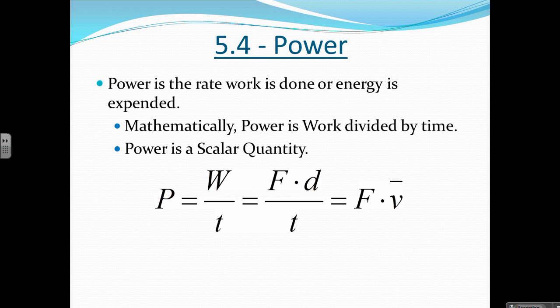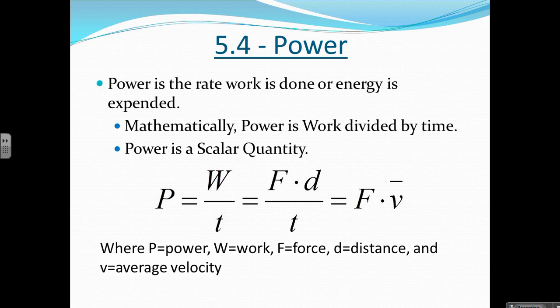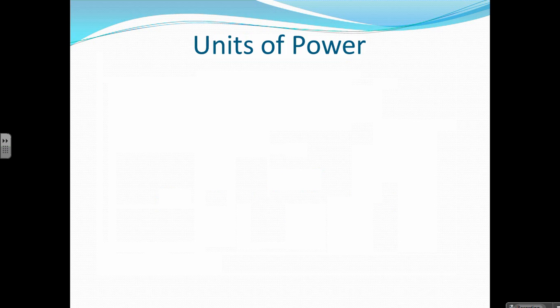Our equation is power equals work divided by time, equals force times distance divided by time, also equal to force times velocity. These are all algebraic relationships between power, work, force, and velocity. P is power, W is work, F is force, D is displacement, and V is your average velocity.